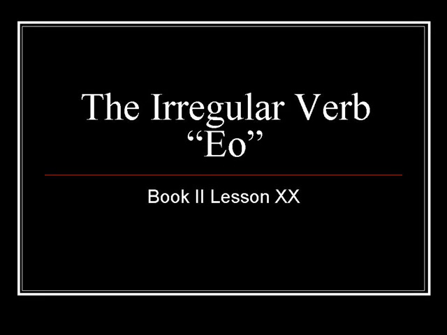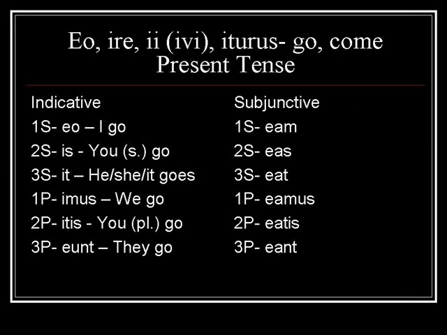The irregular verb eo can be found in Book 2, Lesson 20. The irregular verb eo, meaning to go or to come, has the principal parts eo, ire, ii or ivi, iturus. Either of the two third principal parts may be used and are commonly seen.